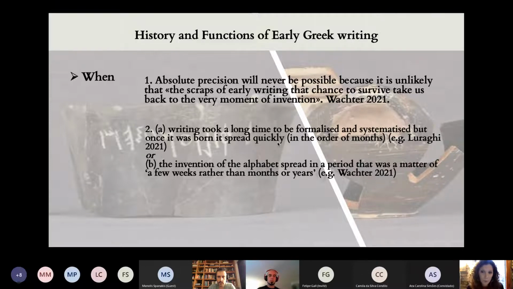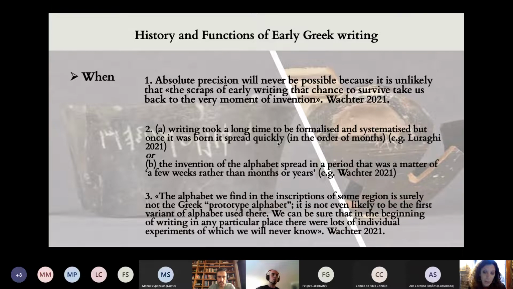To the second question, I will start by putting some nuances on our matter. There are two schools of thought here. There is a first school according to which writing took a long time to be formalized and systematized, and after that it just spread quickly, in the order of months. And there is another school of thought according to which the invention of the alphabet was a matter of even a few weeks and not a month. That is Vesta. And then, to the last question I asked, what we can see is not the prototype alphabet.